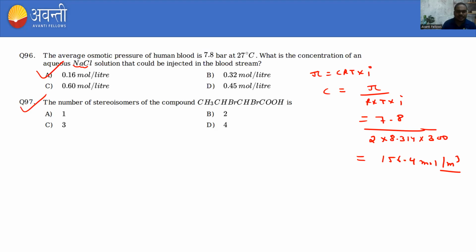That is the number of stereoisomers for the compound CH3CHBrCHBrCOOH. So you all know that the compound contains two asymmetric carbons. Here n is equal to 2. So the number of stereoisomers is 2 raised to the power 2, that is 4. This is the formula we use for calculating the stereoisomers. You just need to count the asymmetric carbons. We have only two asymmetric carbons here and here, so we can say that the value is 4.